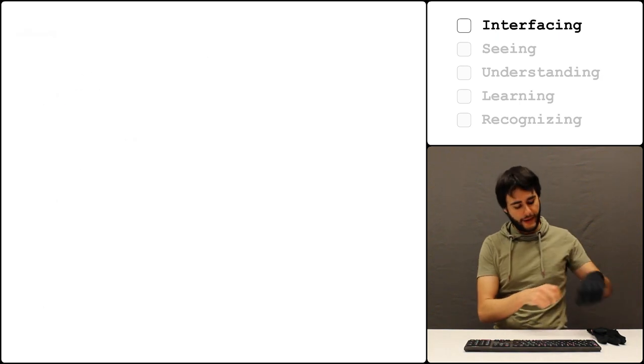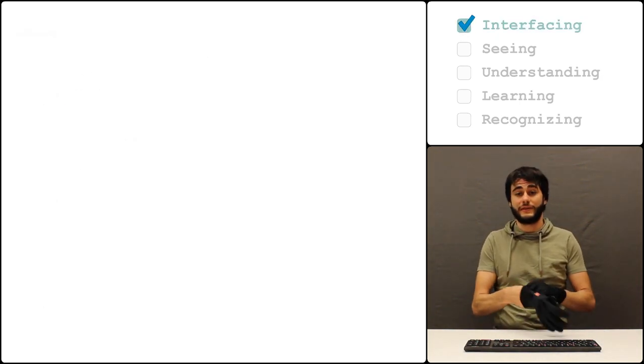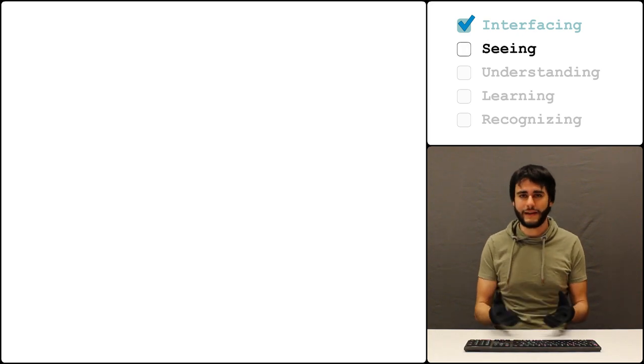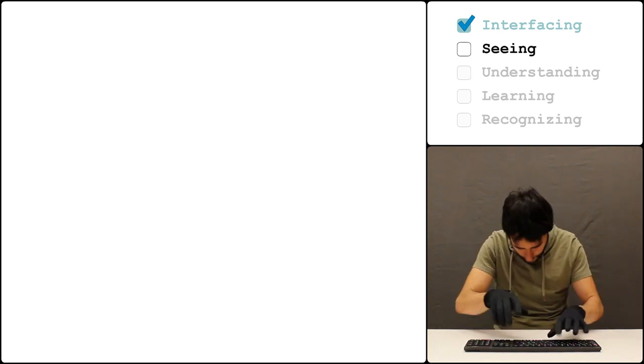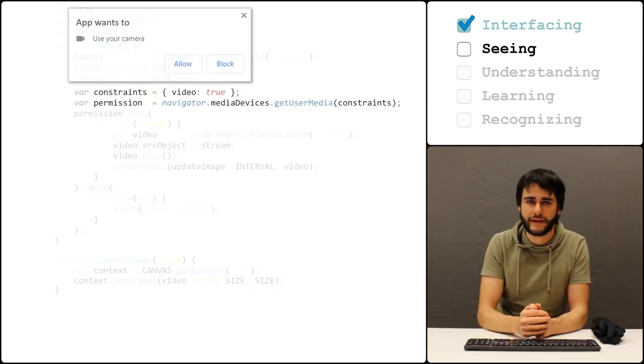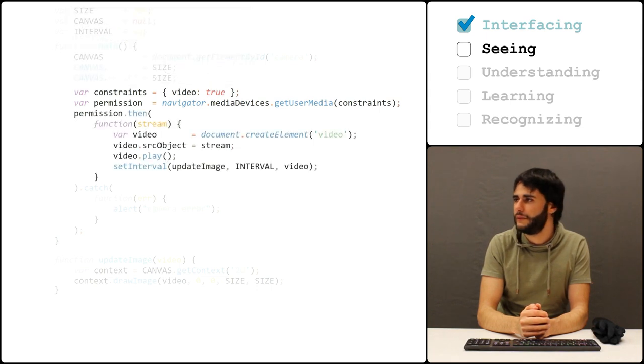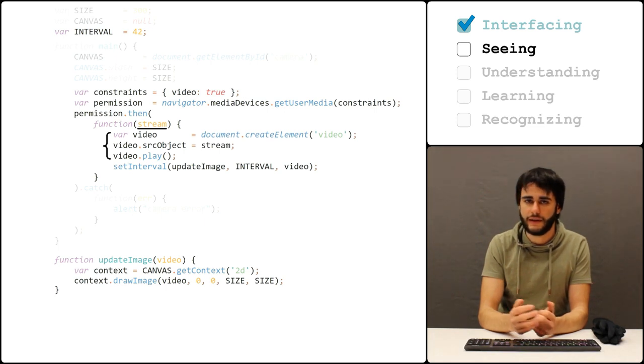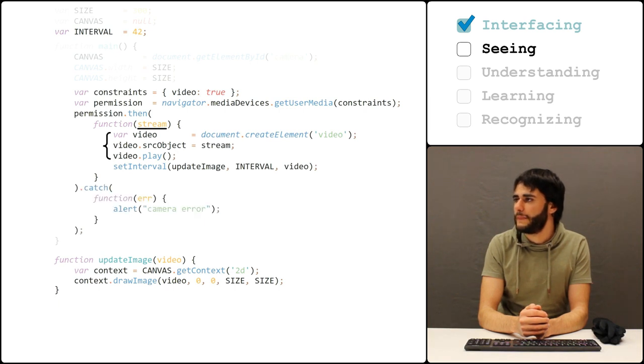With the interface out of the way, we can move on to the next step, which is how it sees. And that just means we need to access the camera. We try to start the camera here. This is when the browser asks if we allow it or not. Once we do, we get the data stream from the camera, we link it to a video element and start playing. This won't show images anywhere though. For that, we use this function here that draws them to the canvas every 42 milliseconds. If we denied access earlier or we don't have a camera, then this message pops up.